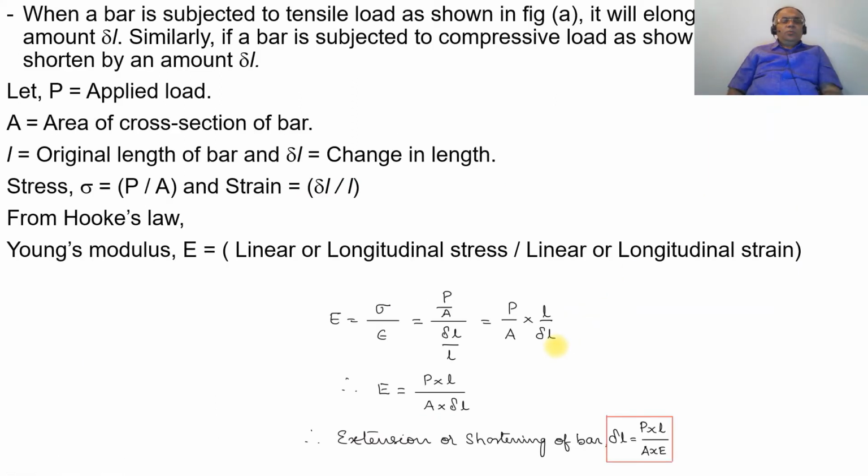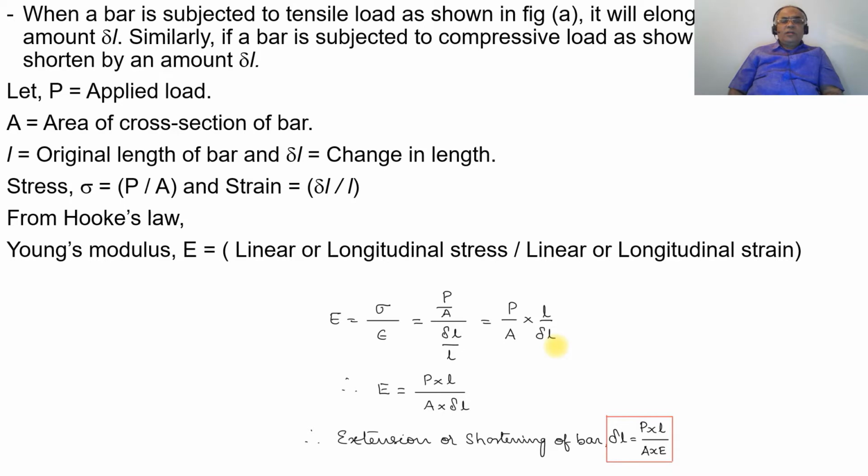Now, what is the stress that takes place? Sigma is equal to load by the area of cross section. What is the load? The applied load capital P, and the area of cross section is capital A. So sigma is equal to P by A, and strain is equal to the change in length by the original length of the bar, so delta L by L.